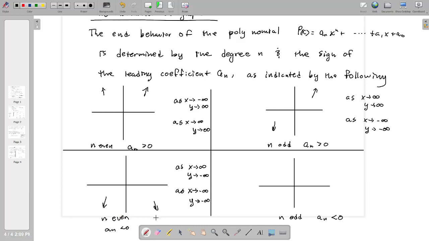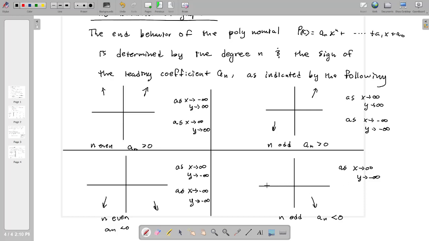Now similarly here, if x is going to positive infinity, upon plugging in an x, this part of the first term would be positive, but then we would multiply by a sub n, which would give us a negative value. So as x goes to infinity, x to the n is going to infinity, but a sub n times x to the n is going to negative infinity. And again, that's because a sub n is negative, as we assumed in this particular graph.